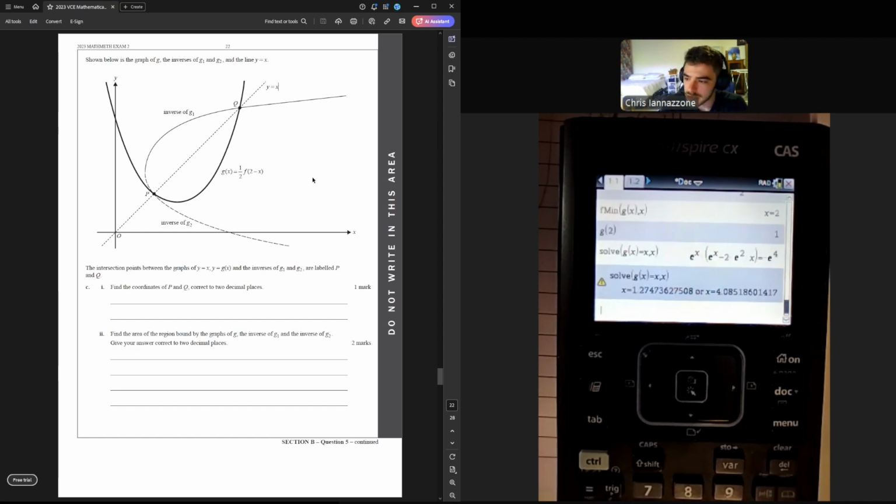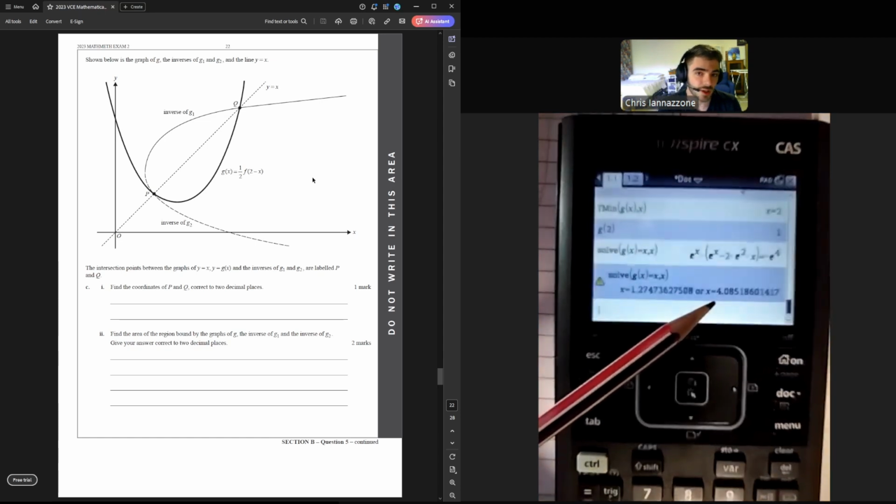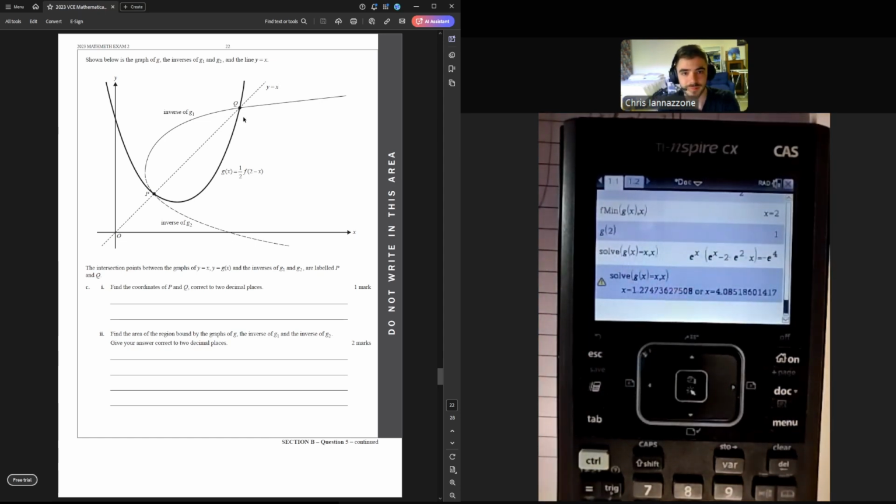Now, the key thing here is we needed to give the coordinate, not just the x coordinate. Well, if it's along the line y equals x, it means that the x value is identical to the y value. So the coordinate for the first is going to be 1.27, comma 1.27. And the coordinate for the second is going to be 4.09, comma 4.09.